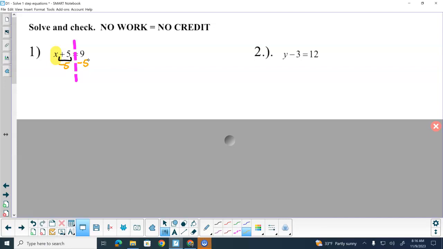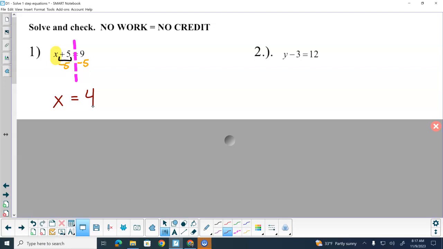So what is positive 5 minus 5? It's 0, which means it goes away. So what's left on the left side of the equation? Just x. On the right side of the equation, what is 9 minus 5? 4. So I get 4 on the right side of the equation.